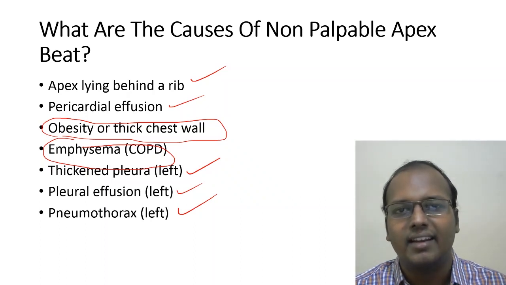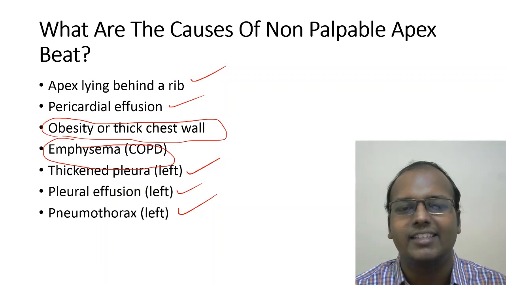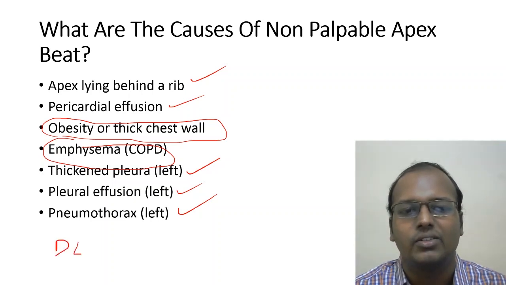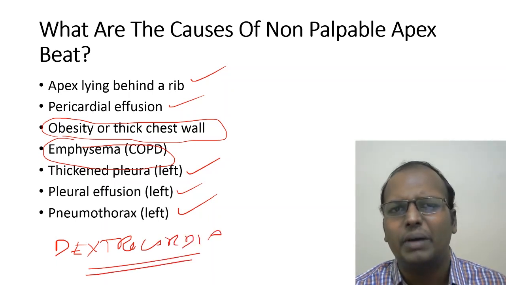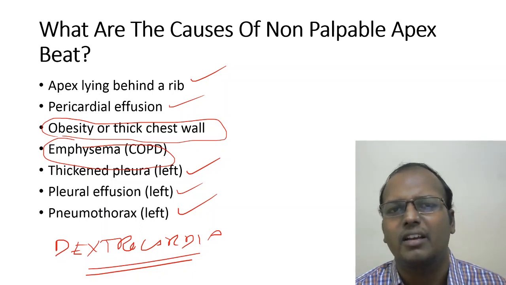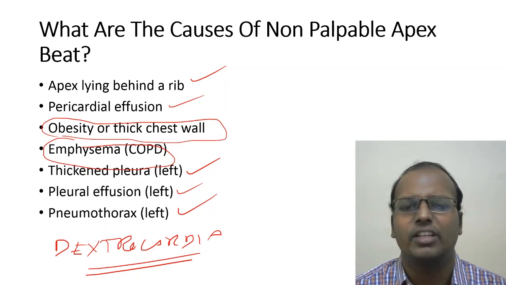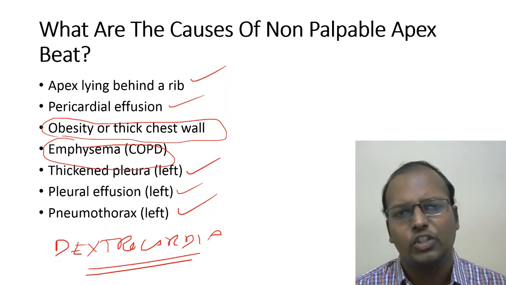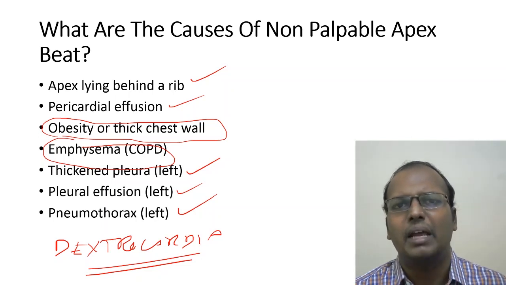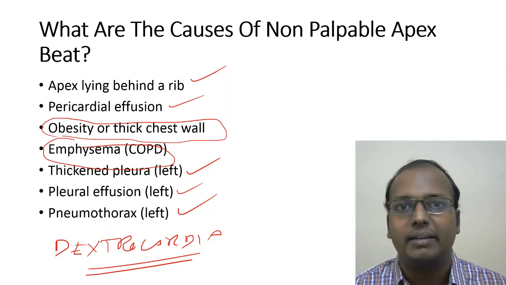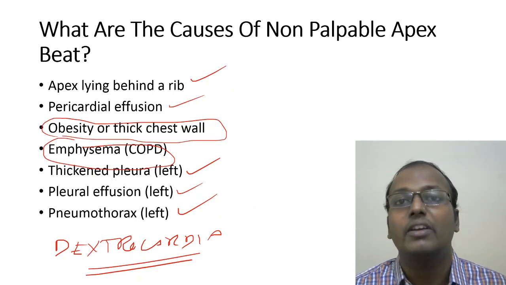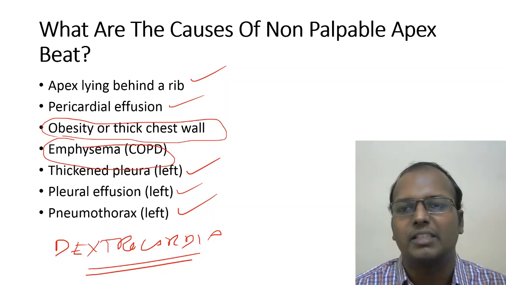Is there any other condition which is important to be remembered? Yes, sometimes the heart can be in the right side. It is called dextrocardia. So dextrocardia can also be one of the reasons for non-palpable apex beat. First you palpate the apex in the normal cardiac examination position, in 30-degree angulation, reclined position, in the supine only. Then if you are not able to palpate, you can ask them to turn to the left side and try palpating. Even by turning to left side, if you are not able to palpate, then you can comment that it is a non-palpable apex beat.